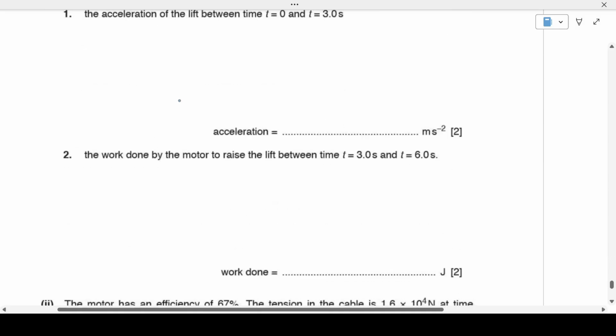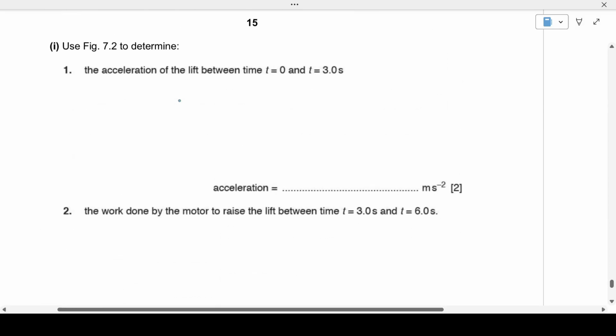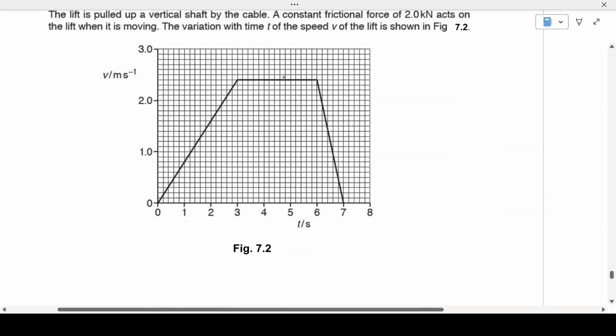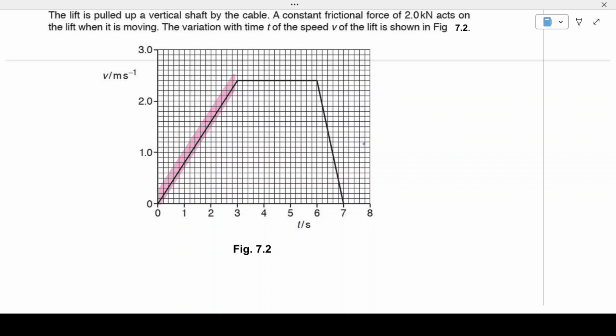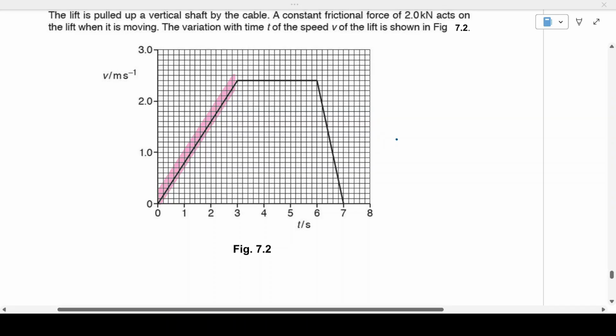Okay, then we have this situation. I'll try to solve this one quickly. The acceleration of the lift between 0 and 3 seconds. So basically you need to find the acceleration using the velocity time graph, and that should be equal to the gradient of this graph. So you can find the gradient of this graph.